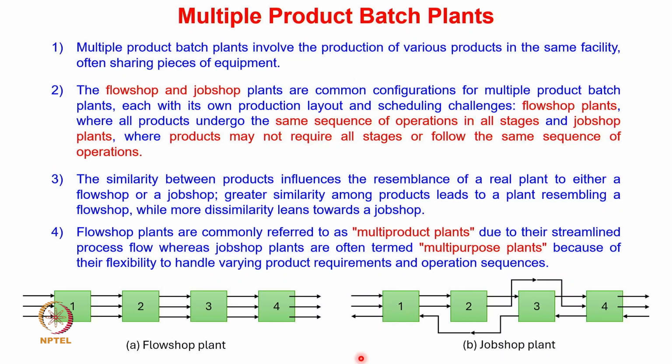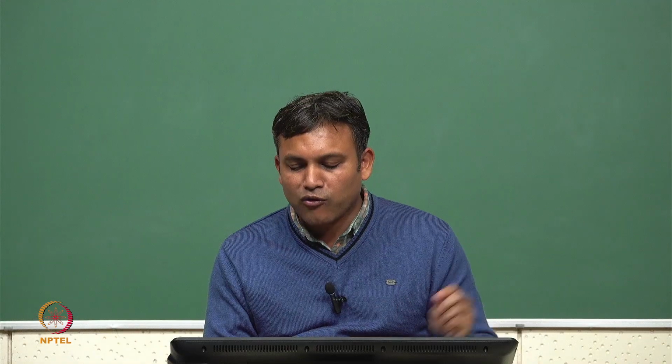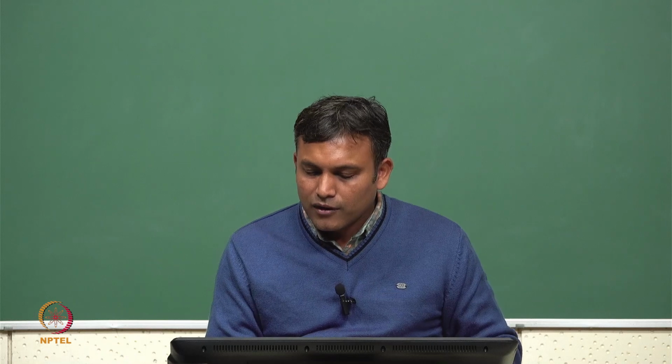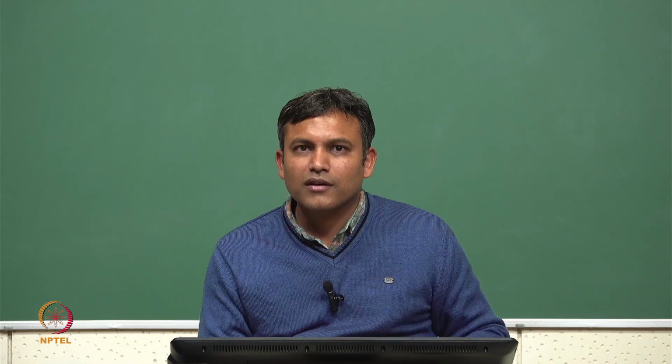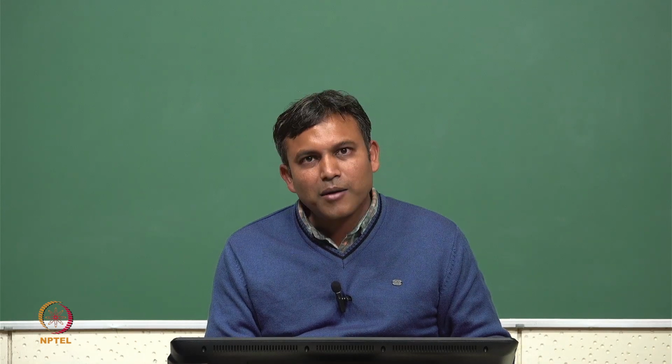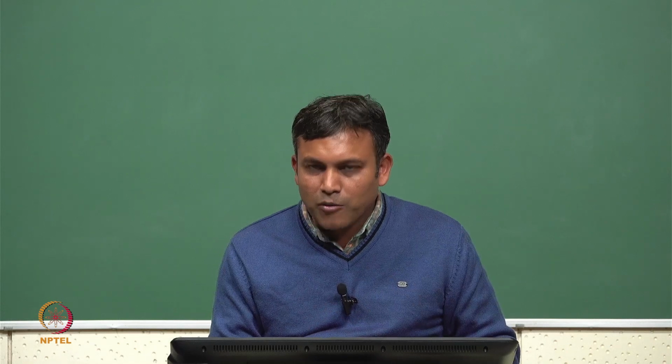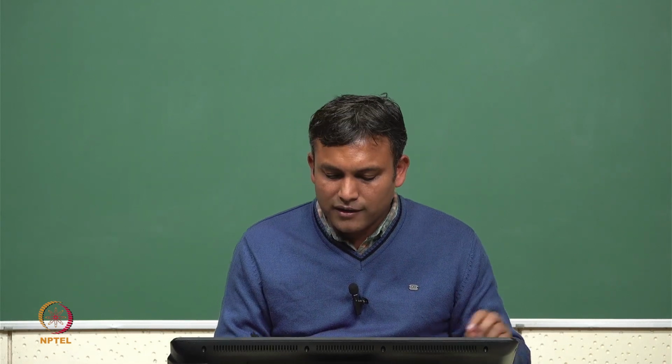So job shop plants are where multiple products are produced, but each of these products does not follow the same sequence of the recipe. They might be using some stages commonly, but some of the stages may be omitted in the operations.